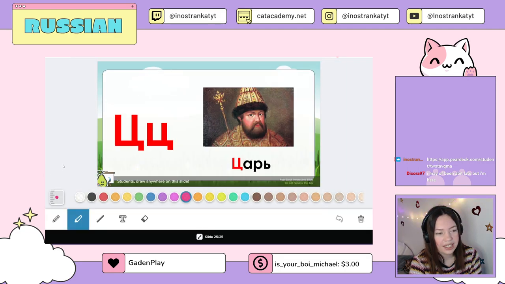Next one is, ooh, this is definitely something new, something that does not exist in other languages. So this is letter C. It makes the sound ts. Like, be quiet. Tse, tse. So, how do you write it?